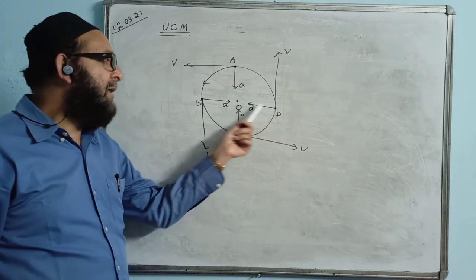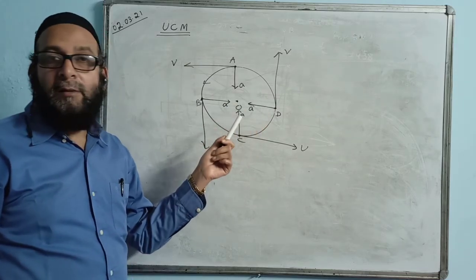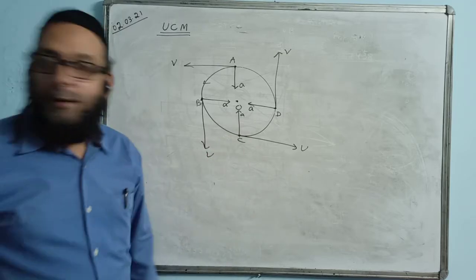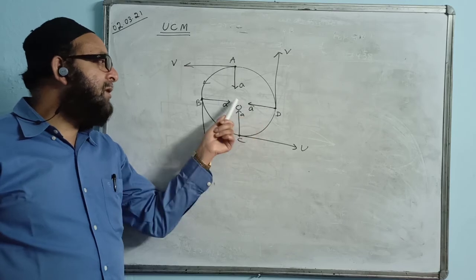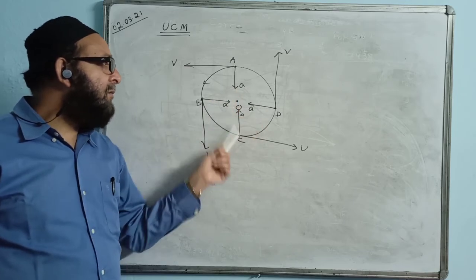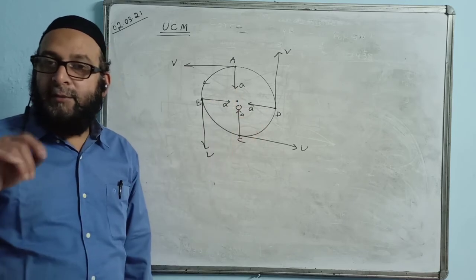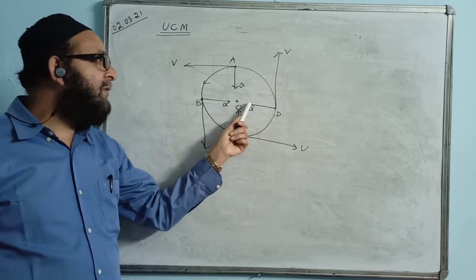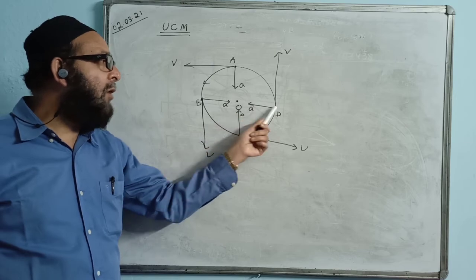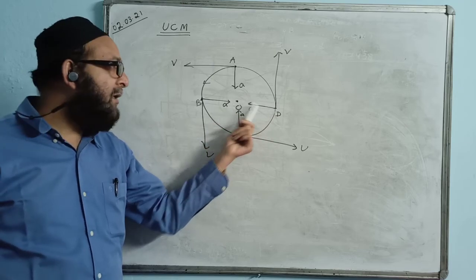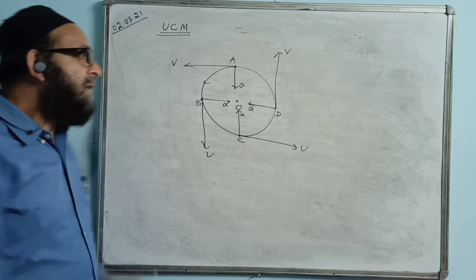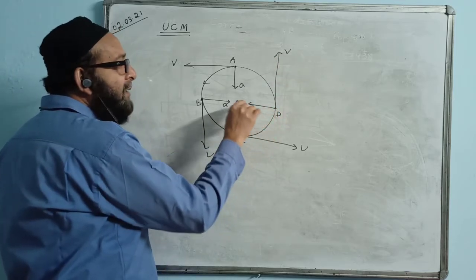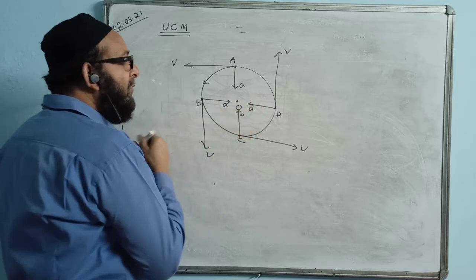The acceleration is radial, acting towards the center of the circular path. Towards the center of the circular path, the acceleration will be directed. The direction of velocity is given by the tangent, whereas the direction of acceleration is towards the center along the radius line. That means the angle between acceleration and velocity will be 90 degrees. In this direction only the force will act.